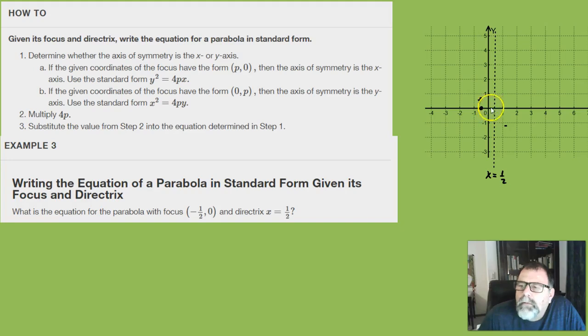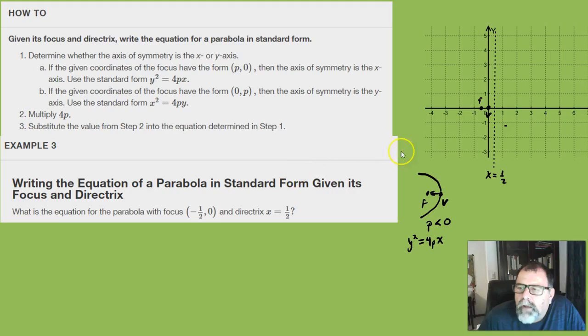And so the halfway point, the midpoint between the focus and the directrix, is the vertex. So the vertex is at 0, 0. And remember what I also told you, if you draw an arrow from the vertex to the focus, that's the way the curve's opening. So it's opening to the left. So that tells us p is going to be a negative number. That also tells us that it's going to be y squared equals 4px.